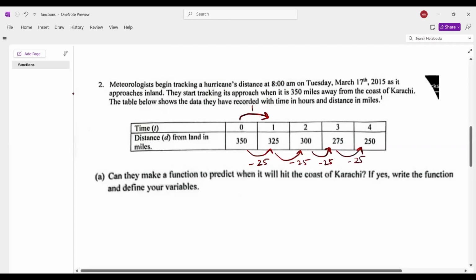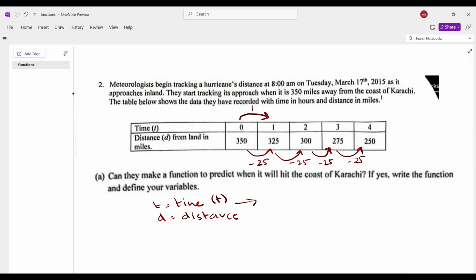Now the question asks, can they make a function to predict when it will hit the coast of Karachi? If yes, write the function and define your variables. So first we have to have variables that keep changing. So time is one of the things that keeps changing, and we define it: t is equal to the time and d is equal to the distance, which again keeps changing from the coast. Now t is not dependent on anything. It's independent. The time keeps changing and it's not dependent on anything. So this will be our domain of the function and it will be independent.